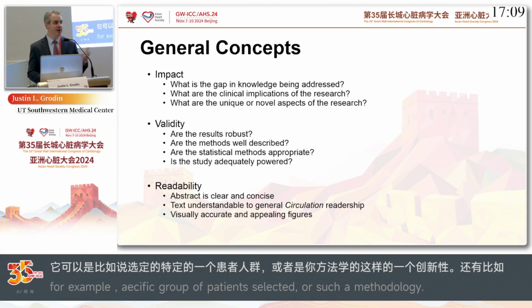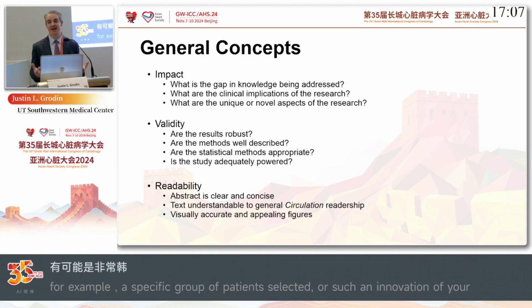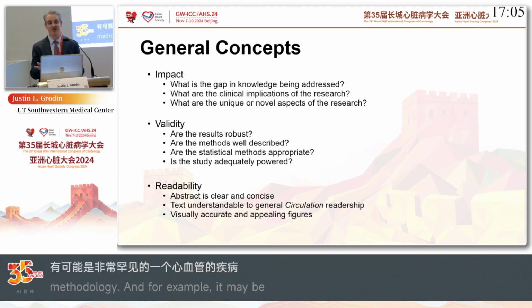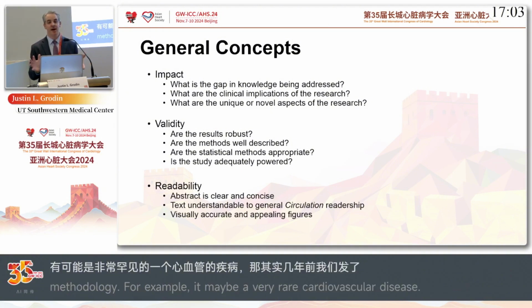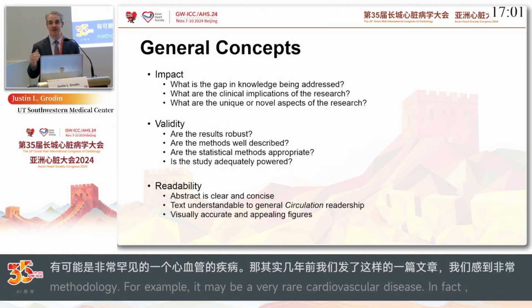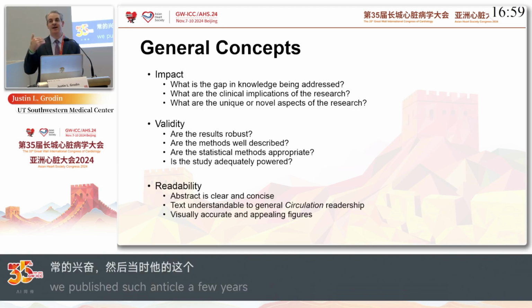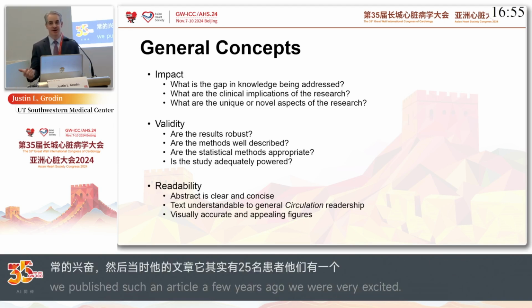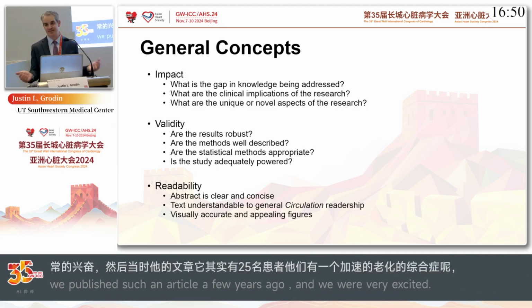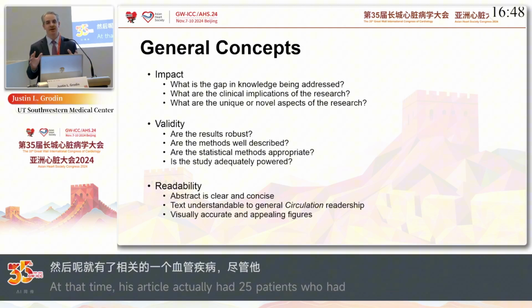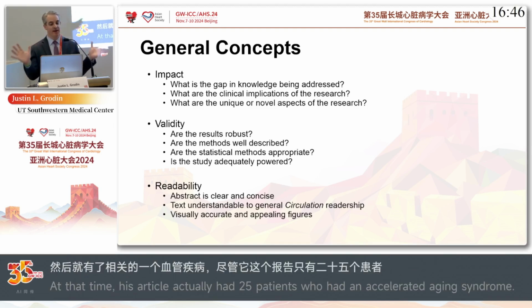So there was one paper we had published and we're very excited a few years ago. I'm not going to show it to you today, but to give you an idea, 25 individuals that have this rare accelerated aging syndrome, and they all get very early vascular disease. So we thought that was highly impactful, and it only had 25 patients. So novelty and uniqueness can come in a variety of flavors.